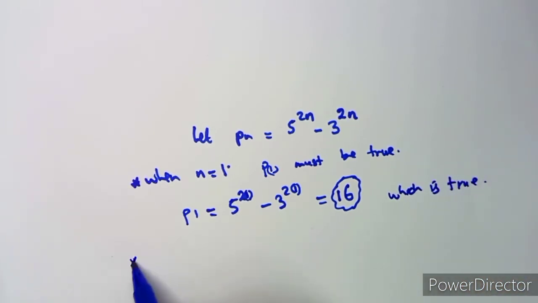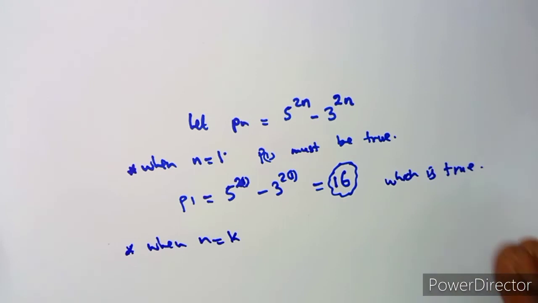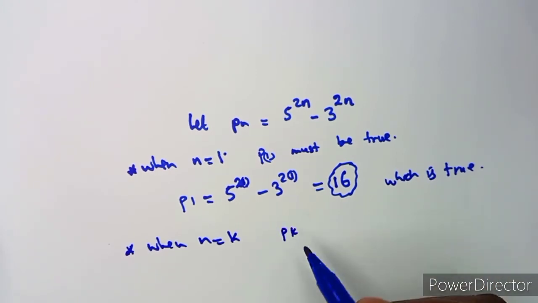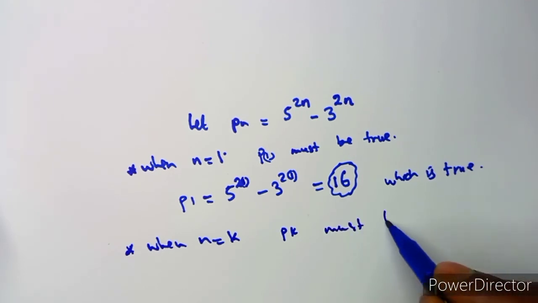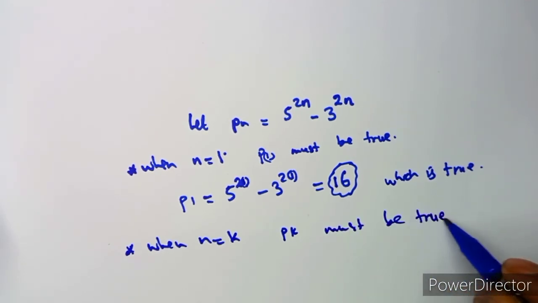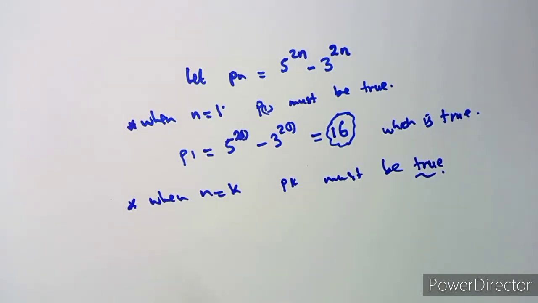Okay, let's move on. When n is equivalent to k, now what are we going to have if our n is k? Then it means pk is also true for this one. You just know that pk must be true. All right, but there's something that I showed you that I added on our proof. I hope we still have that one in mind.